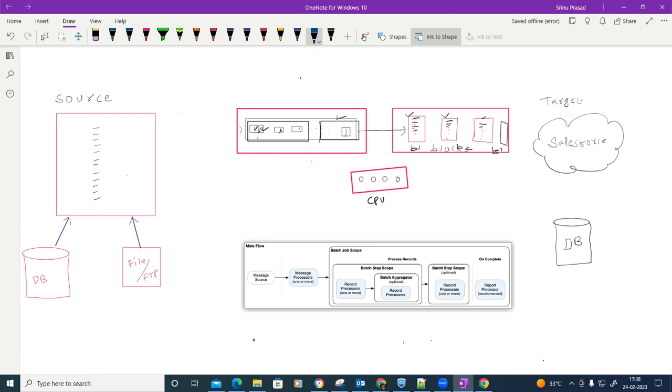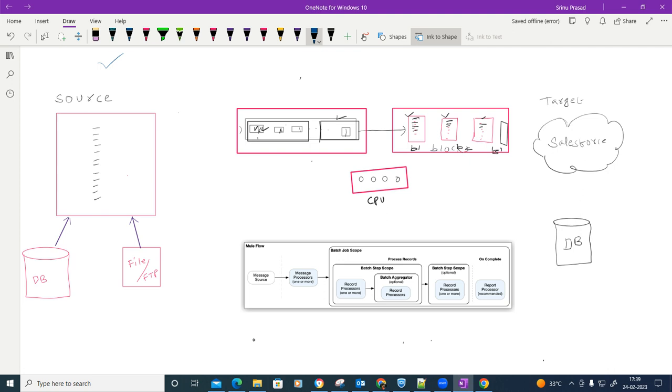I have 1 million records, a huge amount of data that's coming from a database or FTP or file system or some HTTP source. I have a huge amount of data to process. This is the source system. And I need to transform this data and migrate the entire data to Salesforce or another database, the target systems. This is one of the use cases I'm taking to explain batch processing.